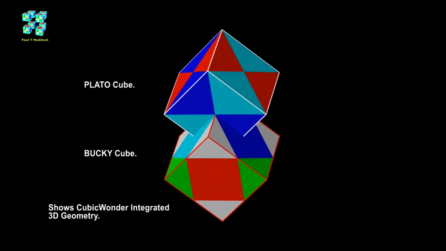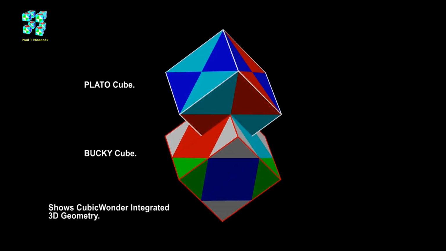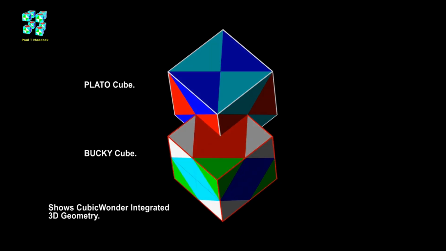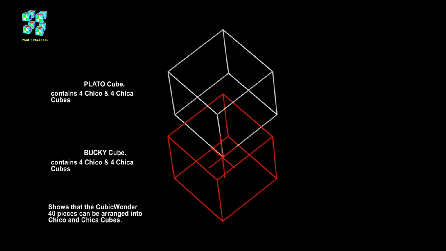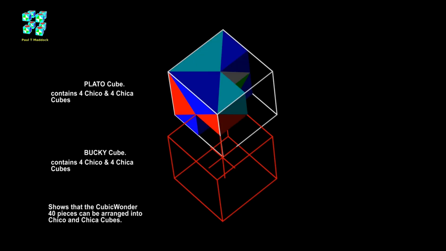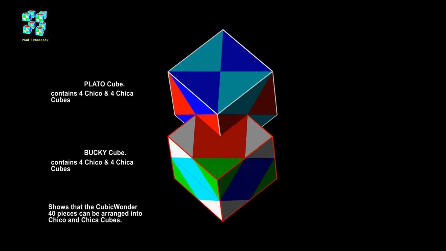I discovered CubicWONDER and put it on YouTube in 2009, but I guess academics showed no interest whatsoever. They said that everything was chaos, and they showed the chaos theory. Anyways, what's interesting about this system is that the 40 pieces will break down into 8 Chico and Chica cubes. Now the Chico cube could be called male or it could be positive, and the Chica is female and it could be negative.